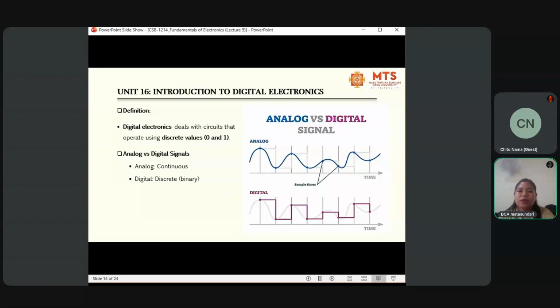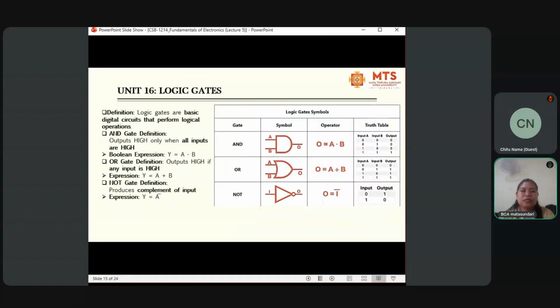Here we have the figure, analog versus digital signal. First one is analog. It moves like this, you see, in a curve like this, based on the sample time, continuous form. But in digital, it will be 0, 1. So here up means 1, bottom 0, 1, 0, like that, it will move. Discrete binary.